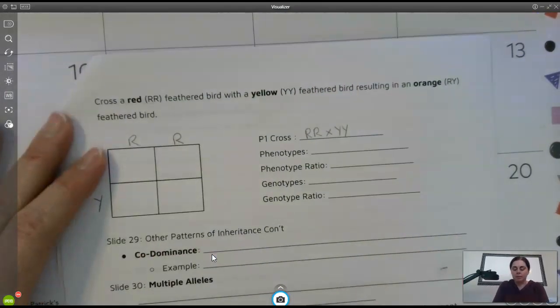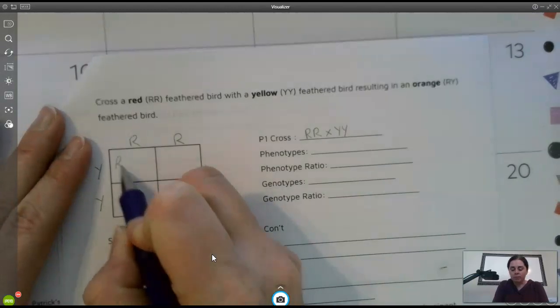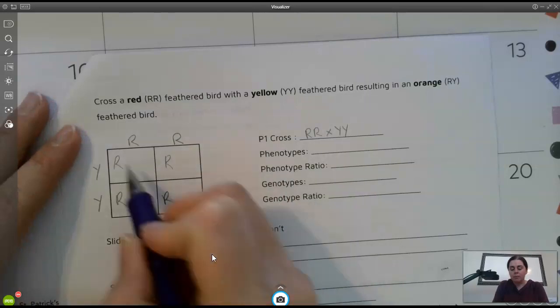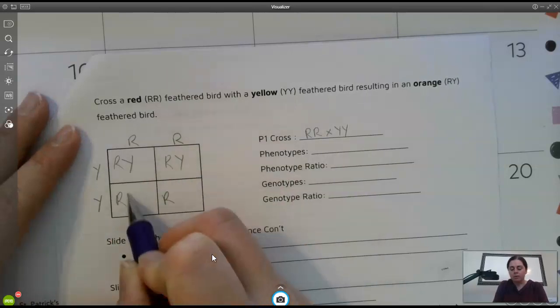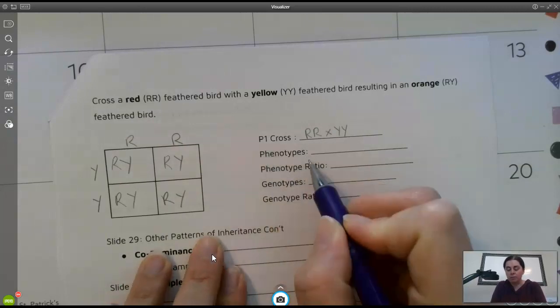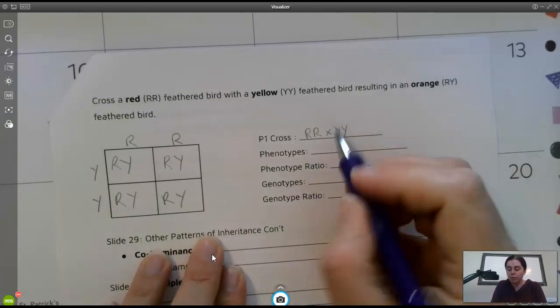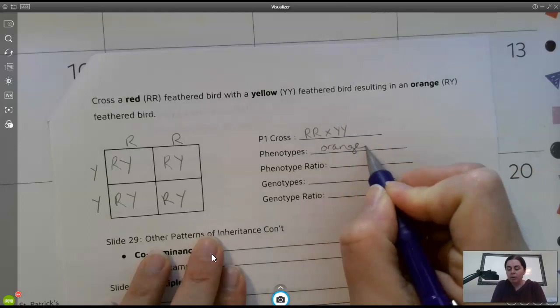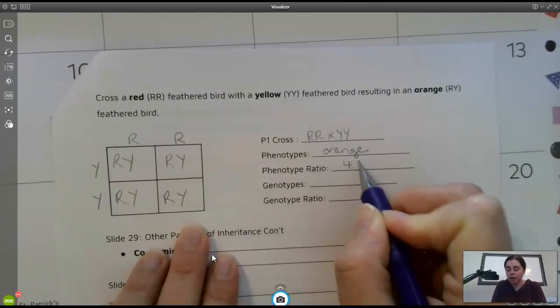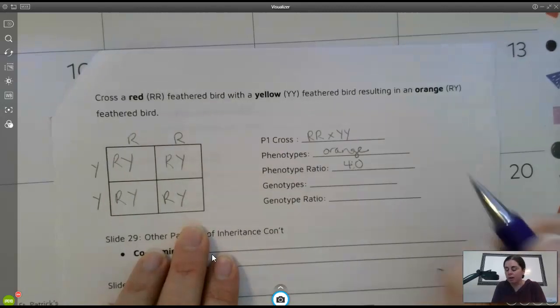Alright. Big R's, bring those down. Okay, and then bring your Y's across. And now we can tell what our offspring's phenotypes are. Well, RY is going to be orange. How many of our offspring are going to be orange? Well, in this case, 4 of them are going to be orange, and none are going to be anything else.